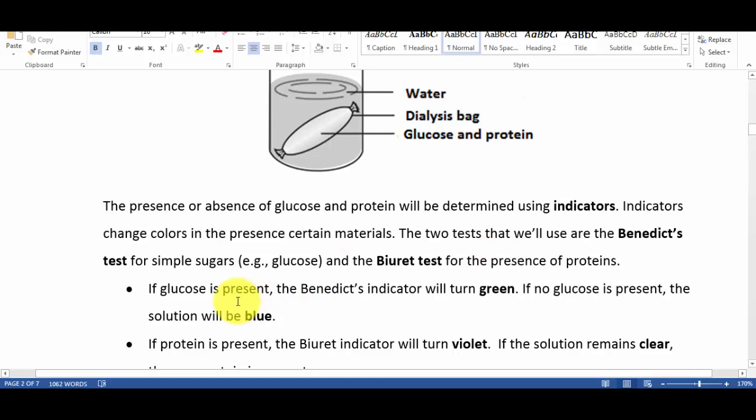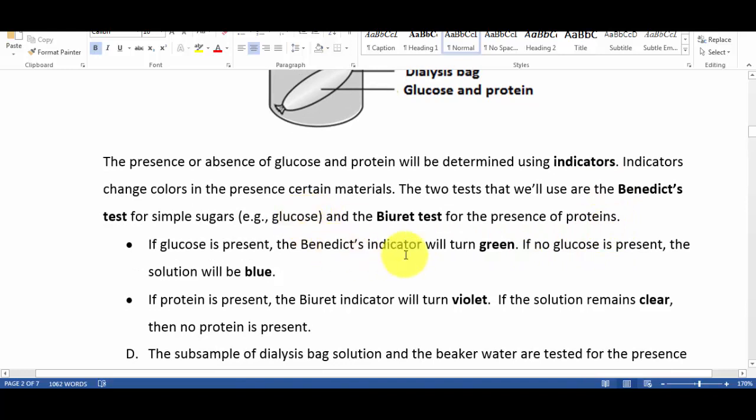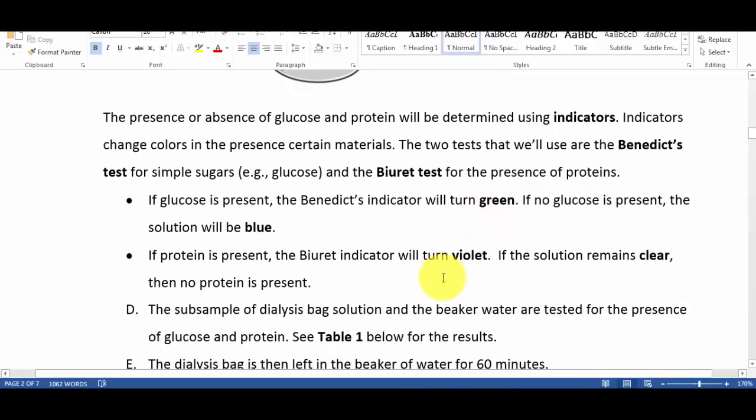To test for glucose, Benedict's test is always really common. It's a blue chemical. It's got a really pretty blue color to it. Biuret test is for the presence of proteins. That actually tests for peptides, which are what proteins are made of. If glucose is present, Benedict's will turn green. If there's no glucose, it stays the color of Benedict's, which is blue. If protein is present, the Biuret indicator will turn violet. So fuchsia, pinkish, maybe. Close anyway. If there's no protein, it remains clear.